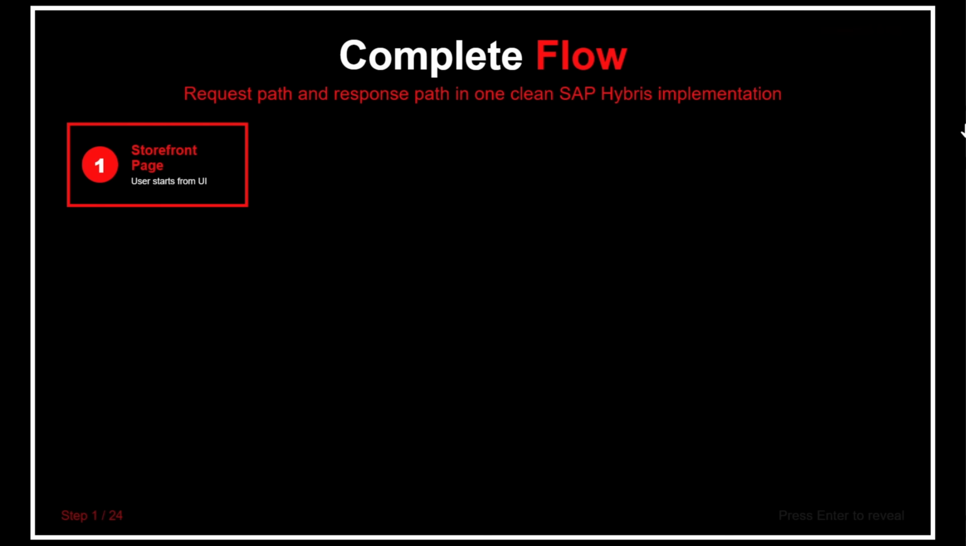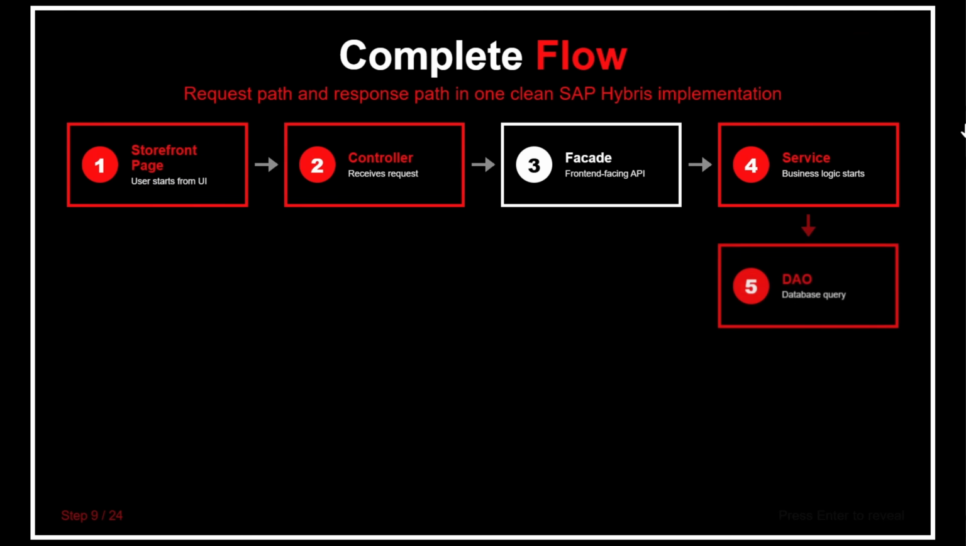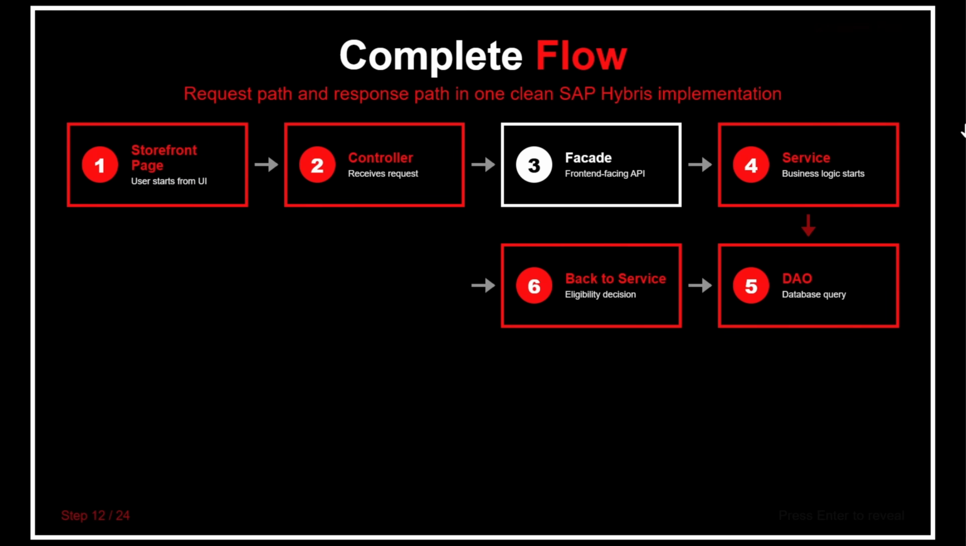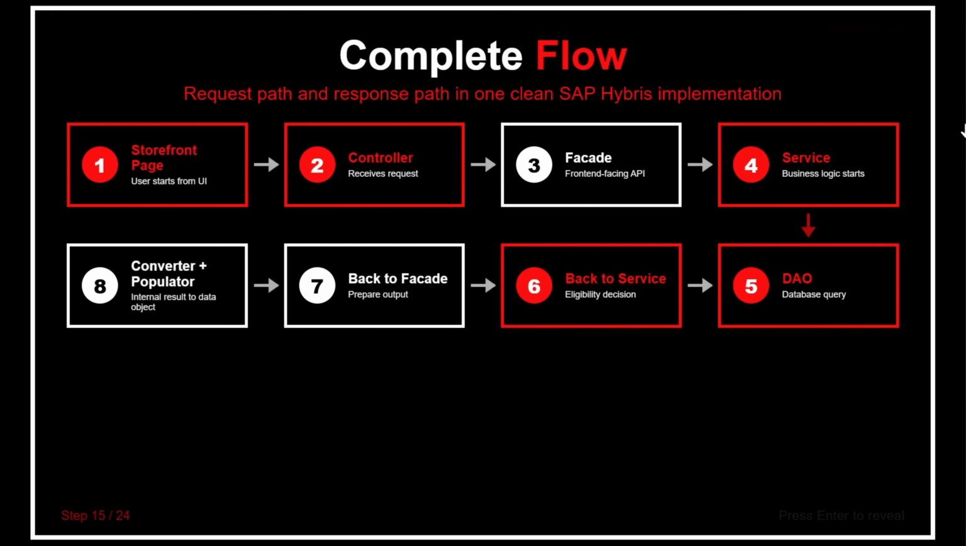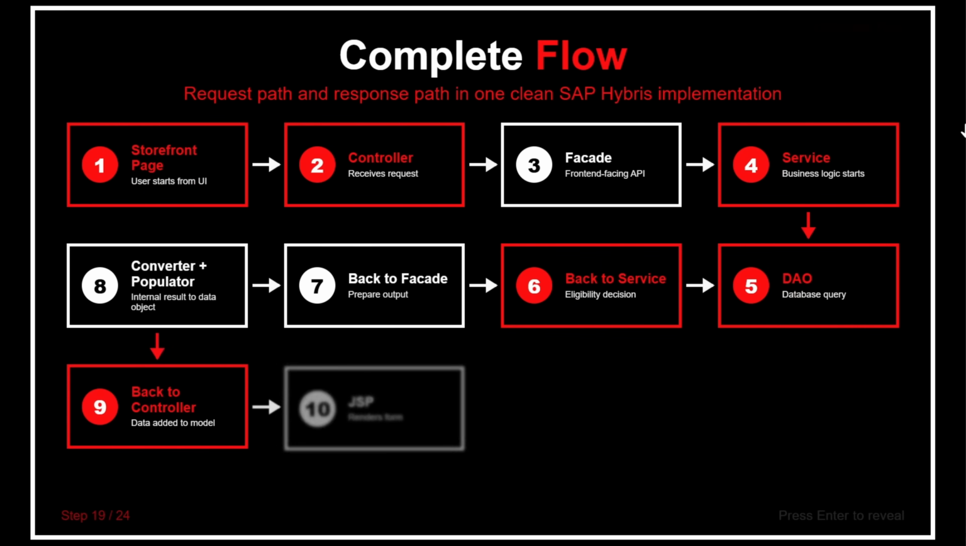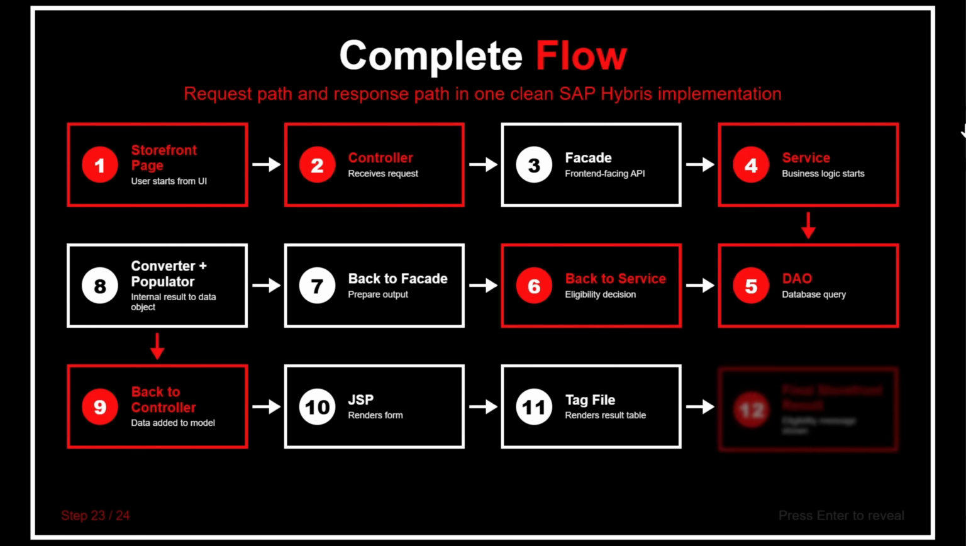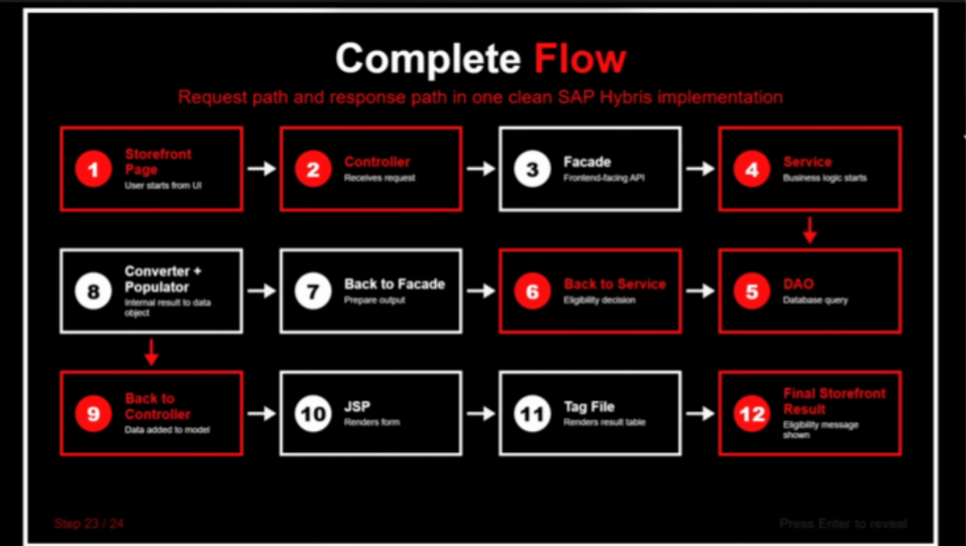The complete flow is: storefront page to the controller, to the facade, to the service, to the DAO, and back to the service, back to the facade, to the converter and populator, back to the controller, to the JSP, to the tag file, and to the final storefront result. Please don't worry, we will do the end-to-end implementation as well, where I will write each and every code file. But this is just to demonstrate how the flow will look.